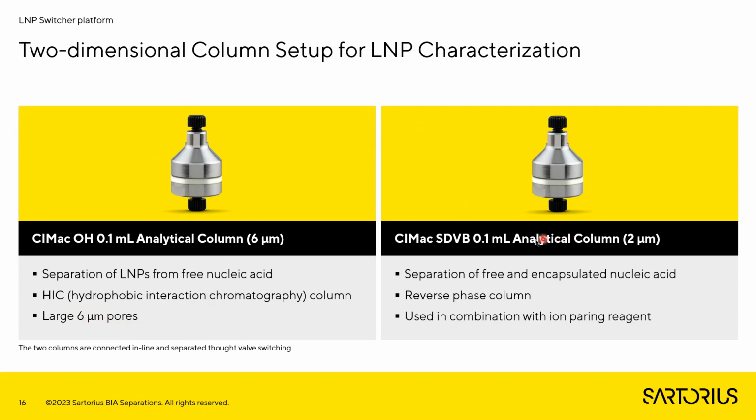The second column used in this system configuration is our CMAC SDVB column. We use it for separation and quantification of free and encapsulated nucleic acids. It is a reverse phase column, and we use it in combination with ion pairing reagents. The 2 columns are connected in line and separated through valve switching, so that we can select the fraction which goes from one column to the other.